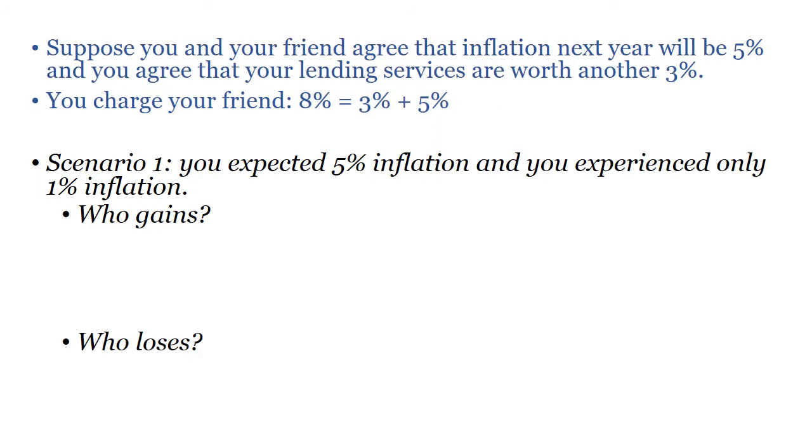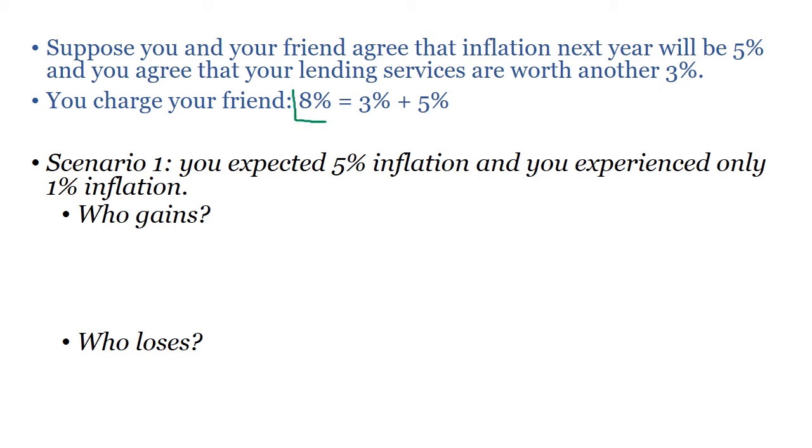Let's do some more practice with real and nominal interest rates. In this situation, your friend needs to borrow money from you, and so you're going to actually negotiate what the interest rate will be. So both of you expect inflation to be 5%. You don't actually know what the future will hold, but you have to make an estimate of what future inflation will be in order to decide the price of the loan. And for the cost of your services of lending the money, you're going to charge 3%. So that 5 plus 3 gives us 8%.